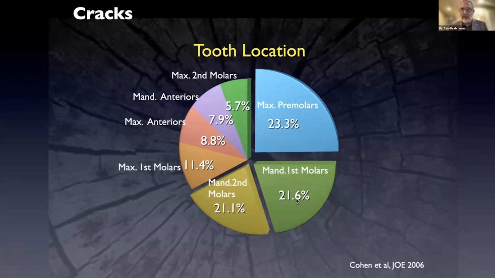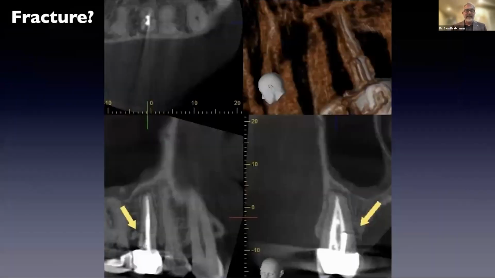Most likely lower molars, as you can see, but maxillary premolars are second to lower molars in terms of location of fractures. And this is due to the fact that maxillary premolars have fairly narrow roots with large occlusal tables, and it's very common to show cracks, especially when patients are having root canals and large posts placed in them.